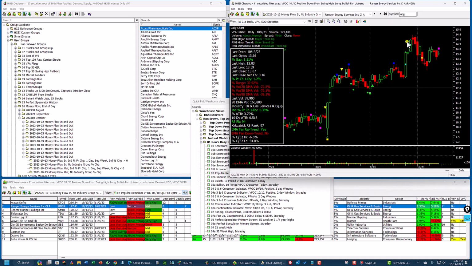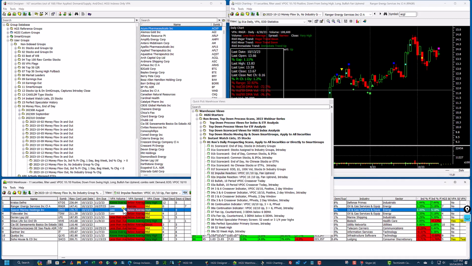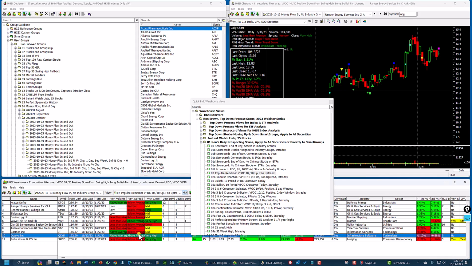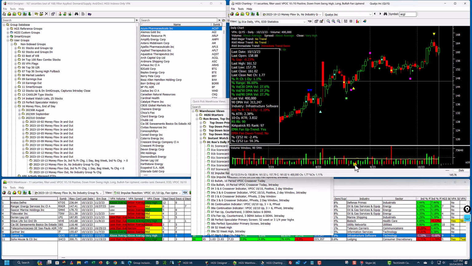This one, not crazy about. Look how light the volume is. Just not a lot of, and it shows VPA volume is very low here. Here's above average. Okay, let's look at this one right here. The signal's kind of old, 8 days, but the VPOC just turned positive again. Now this is a decent setup. It's an expensive stock.